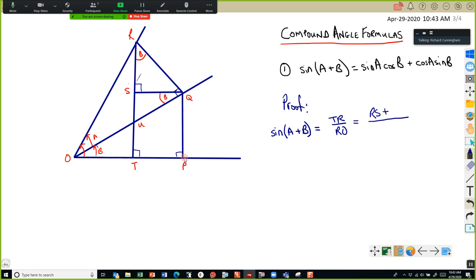Or I could just say plus QP. And I'm going to say plus QP because that is going to help me out in just a second. Is that okay? That's still all over RO. And I can just use my rules of fractions here. It's over the same common denominator. Okay, so just put them as separate fractions. And then this is where it gets interesting.